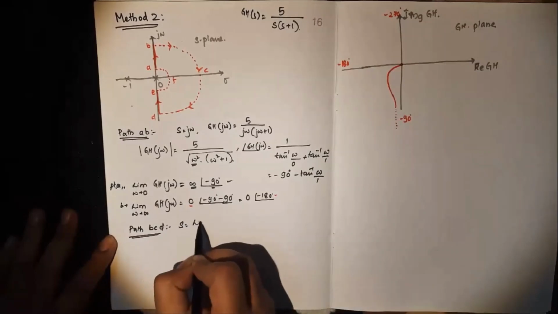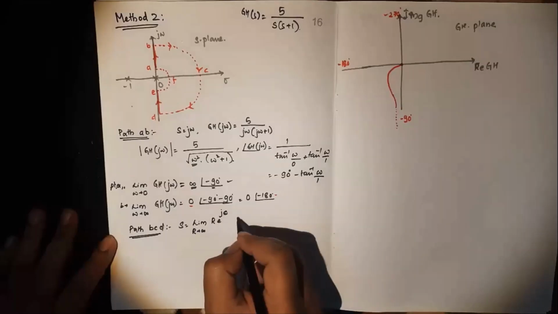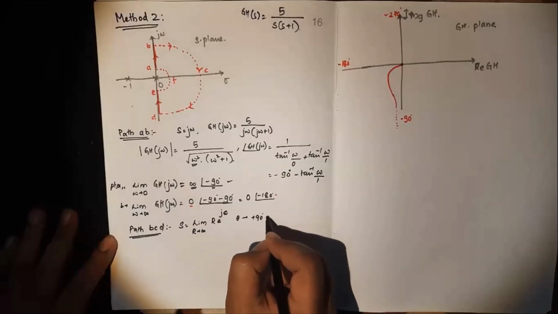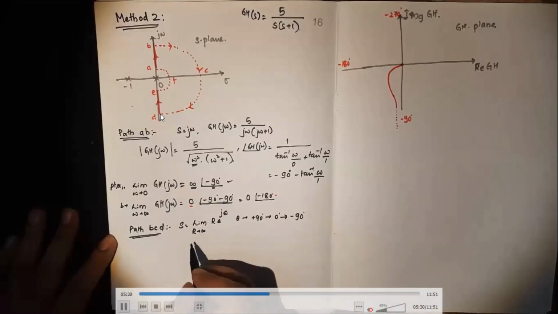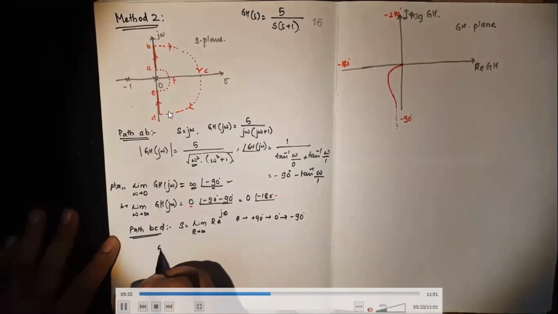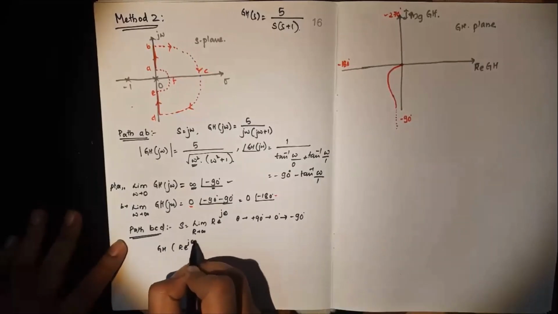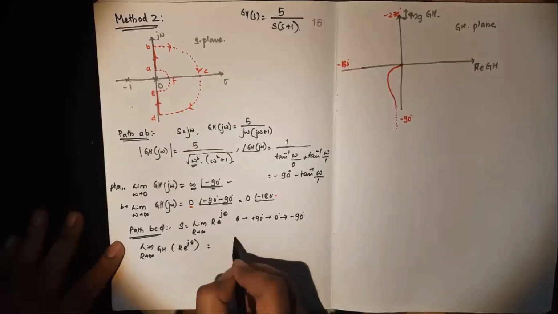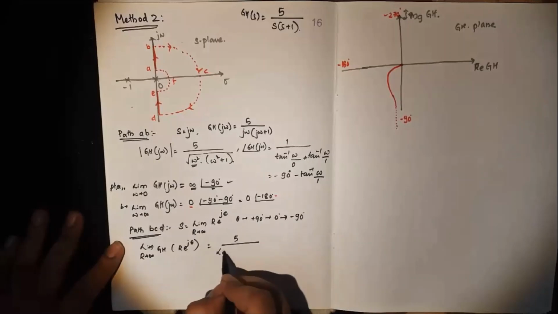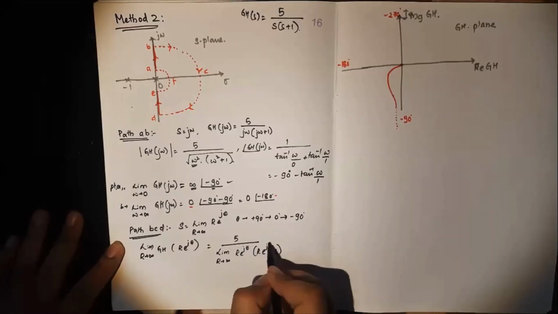Next, mapping path BCD, we have limit as r tends to infinity of r into e raised to j theta, where theta is changing from 90 degrees to 0 degrees to minus 90 degrees. So this is path BCD. When you substitute this s here, it is GH of r into e raised to j theta equal to pi divided by limit as r tends to infinity of r into e raised to j theta into r into e raised to j theta plus 1.